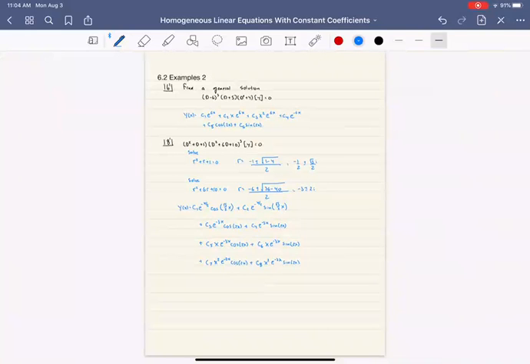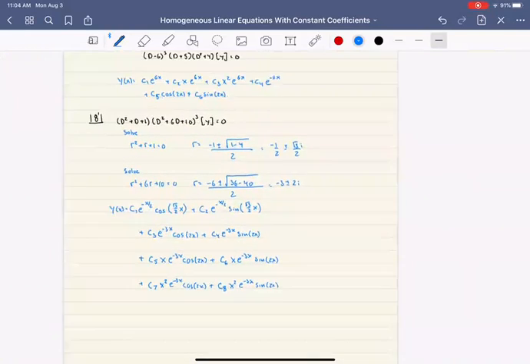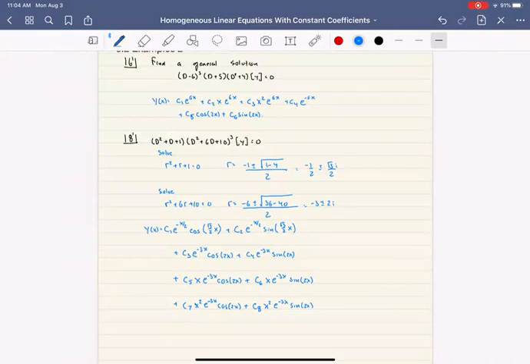Before I go, there are, of course, initial value problems, but there's nothing to them, right? Once you have the form, you plug in the initial conditions, you get a matrix equation, you solve that using whatever matrix solver you want, okay?